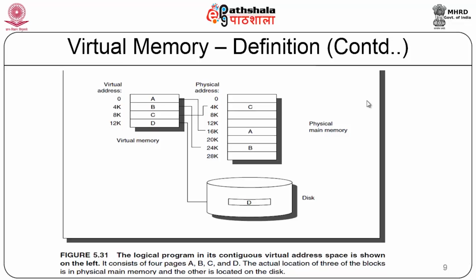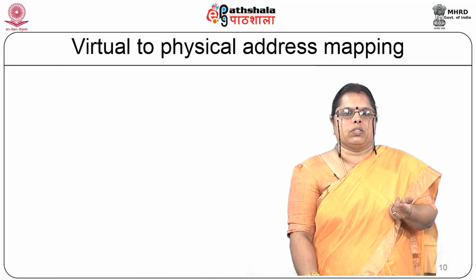In case there is a reference to one of the locations in virtual page D, then that page D will be brought into one of the pages of your main memory. So, it becomes a physical page frame, and from there it is passed on to the processor.